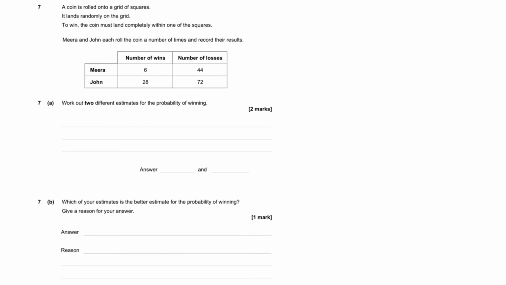So if we start by adding up the wins and losses of both of these players, then we know how many times they've played the game. So Mira's had 6 wins and 44 losses, so she's played the game 50 times. John's had 28 wins and 72 losses, so he's played the game 100 times.